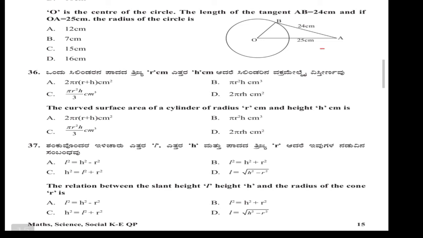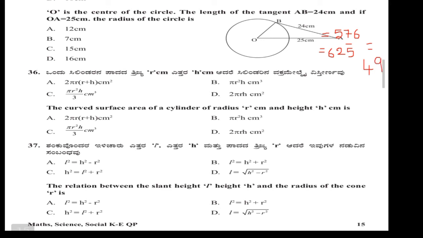By seeing this, we can apply a Pythagoras triplet, because 25 is the bigger one. 25 square is 625, and 25 square equals 24 square plus the side we need to find. 24 square is 576. 625 minus 576, by subtracting we get 49. The square root of 49 is 7. So directly we can say 24, 25, 7 is a triplet. So option B is the correct answer for this.